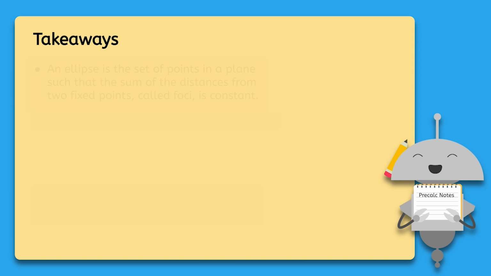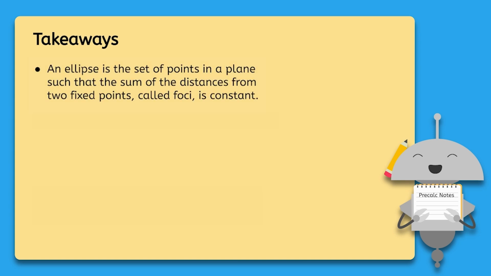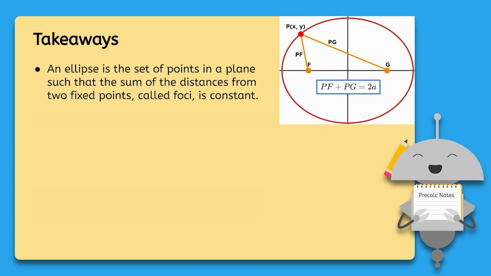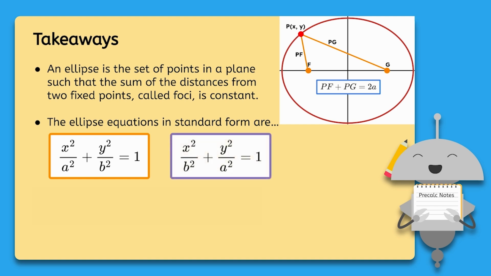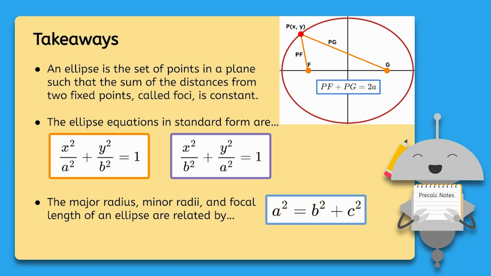Today, we learned that an ellipse is the set of points in a plane such that the sum of the distances from two fixed points, called foci, is constant, and that this sum equals the length of the major axis, or 2a. We also learned the standard form for the equation of a horizontally oriented ellipse, and for a vertically oriented ellipse. Lastly, we discovered that the parameters a, b, and c are all related by the equation a squared equals b squared plus c squared, where a is the major radius, b is the minor radius, and c is the focal length.